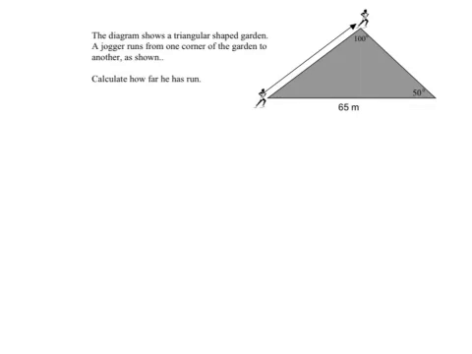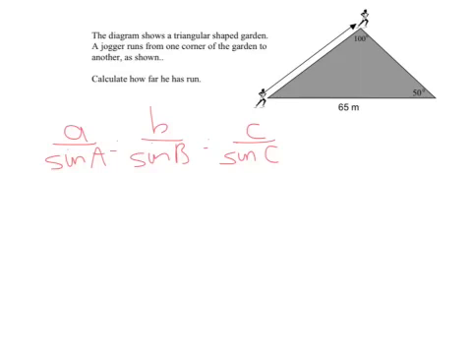Okay, so we have a diagram showing a triangular shaped garden, and a jogger runs from one corner of the garden to the other as shown. Calculate how far he has run. Okay, so what I want to show is that I have A over sine A equal to B over sine B equal to C over sine C. And at least one of those fractions needs to be complete, and we need to have the other piece of information and the missing piece of information on another fraction.